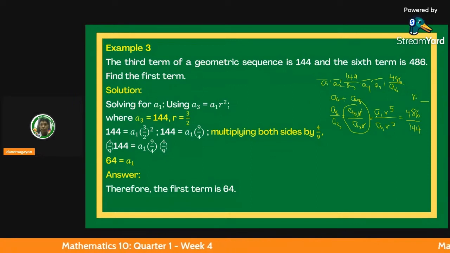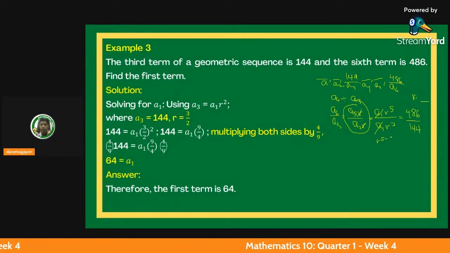So meron tayong A sub 1 times R raised to 5 divided by A sub 1 times R raised to 2. Diba itong part na to, we can cancel this out. Ang maiiwan sa atin, R raised to 5 minus 2. Why R raised to 5 minus 2? Kasi nga, diba, we have the laws of exponent. Sa law of exponent, same base naman siya. Kukunin natin yung exponent ng numerator, so subtract natin siya with the exponent of the denominator.